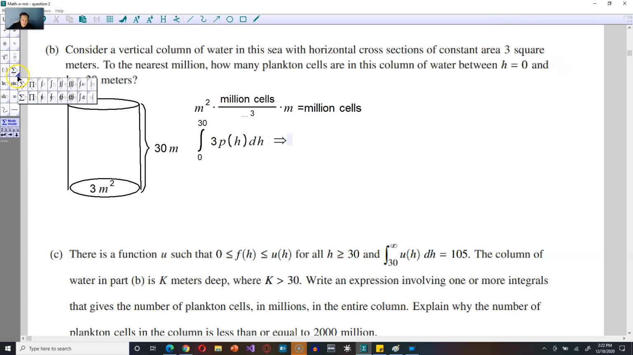From here, of course, this is just calculator work. However I choose to do it on the TI-89, you're going to have to access the integrate feature under F3 for calc. And then there you're going to input something like this: 3 P of h, comma, h, comma, 0, and then 30. And then you tell the calculator to work this out for you. It's going to give you 1,675 million cells. Calculator work. Let's look at the next one now.